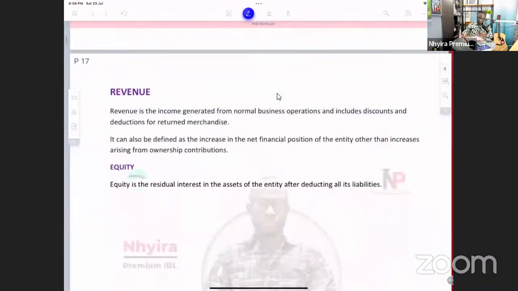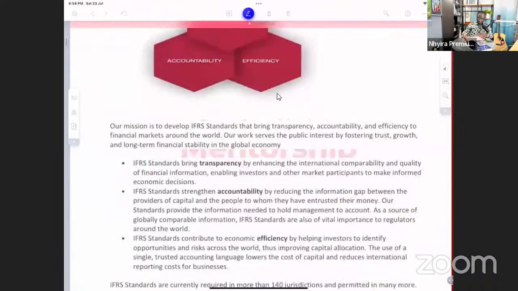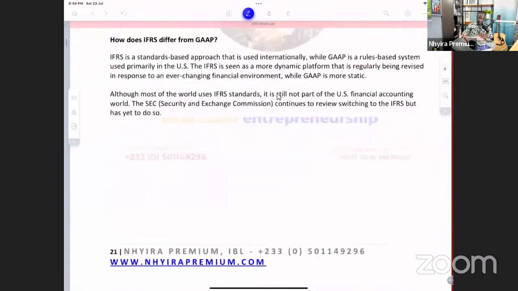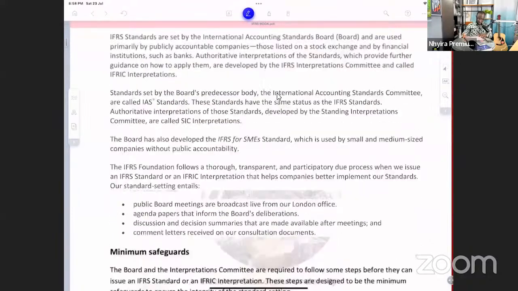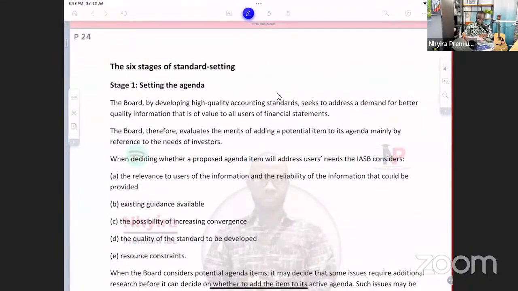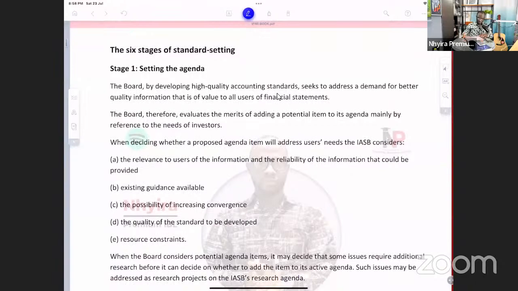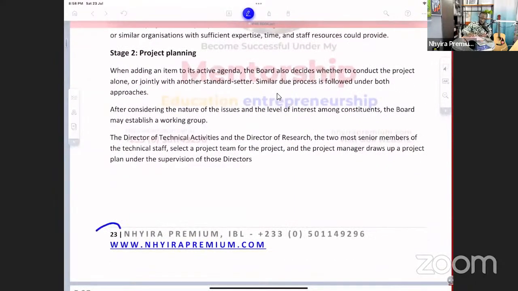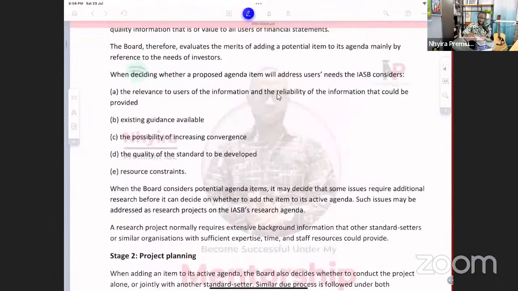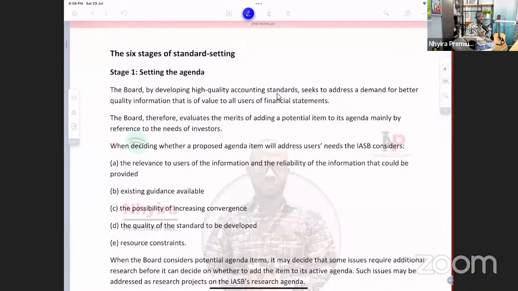For those of you with my book, you will see that here. Let me just bring it up. Yeah, so standard setting process. I think I have some pointers here. This is the standard setting process. Those of you with my book, you can find that on page 23. And it's a theory the examiner can throw at you. So the six stages of standard setting, accounting standards. I didn't know that was what you were asking.